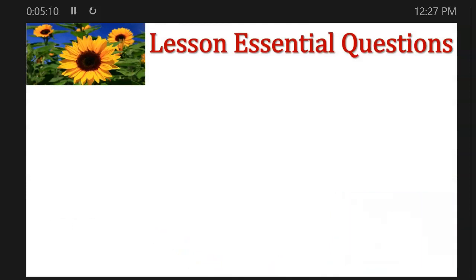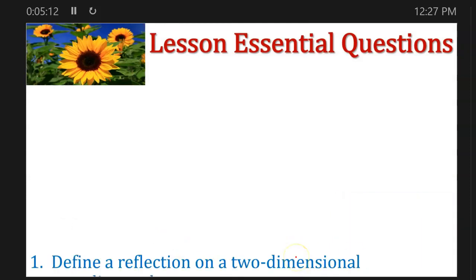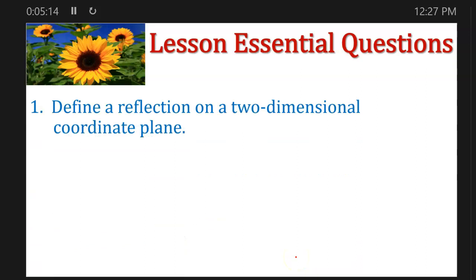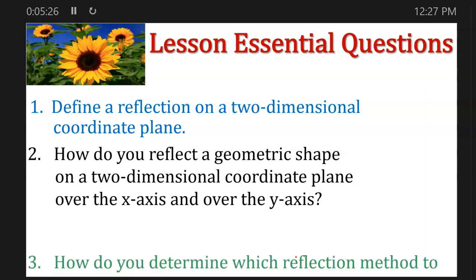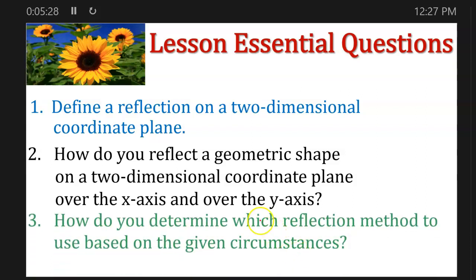All right, there are 3 lesson essential questions today. The first one is, define a reflection on a 2-dimensional coordinate plane. How do you reflect a geometric shape on a 2-dimensional coordinate plane over the x-axis and over the y-axis? How do you determine which reflection method to use based on the given circumstances? So I am going to show you 2 different ways to do a reflection. So depending on what the question's asking or what you're tasked to do, you may want to use one over the other.